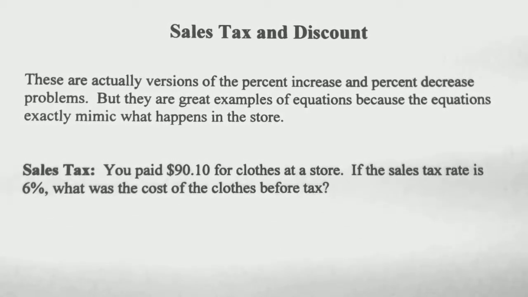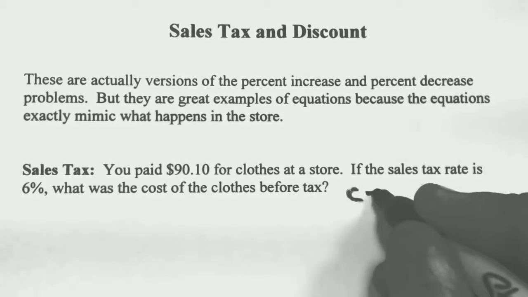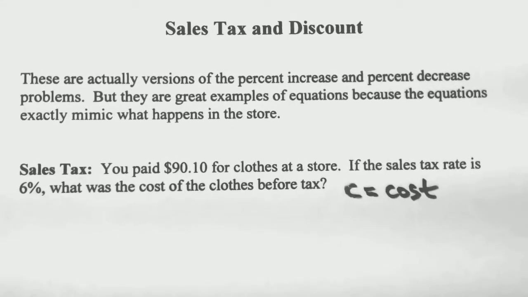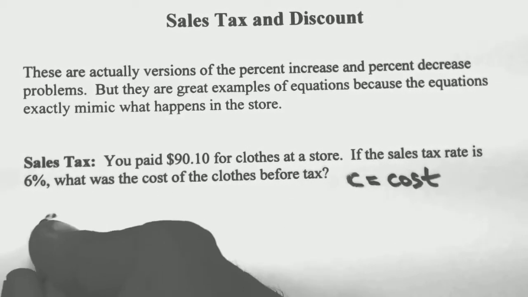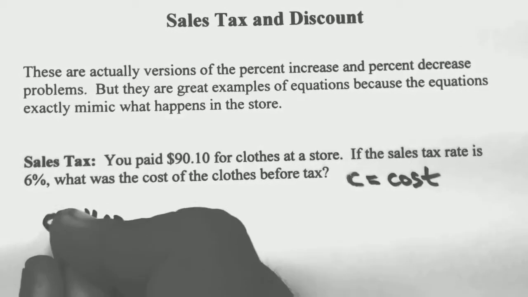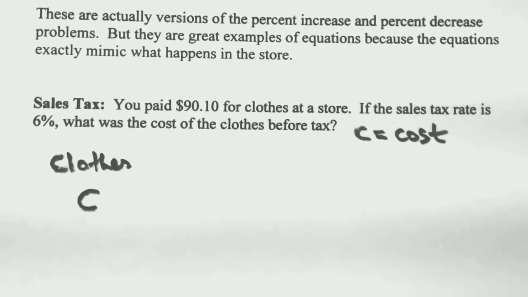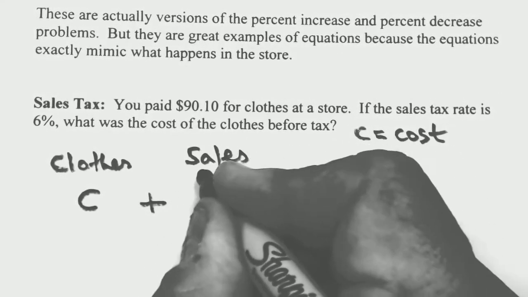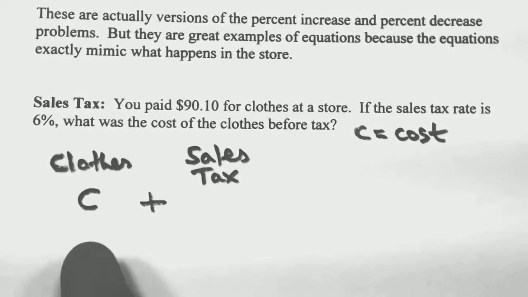Well, it's not difficult to get something like this right. All you do is think about what happens at the store. So, let's say C equals the cost of the clothes before the tax. They charge you for the clothes, and we're using the letter C for that. So when you go to the checkout counter, they're charging you the C, but they're adding on to that the sales tax. Okay, well, the sales tax is 6%, but it happens to be 6% of the amount you bought.